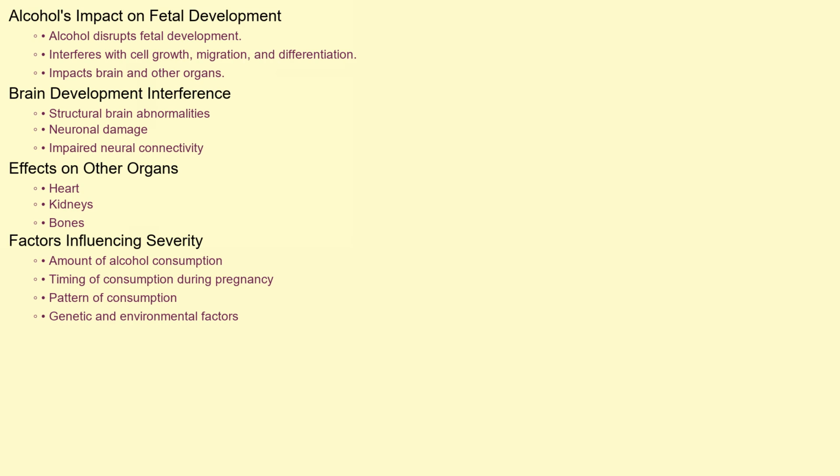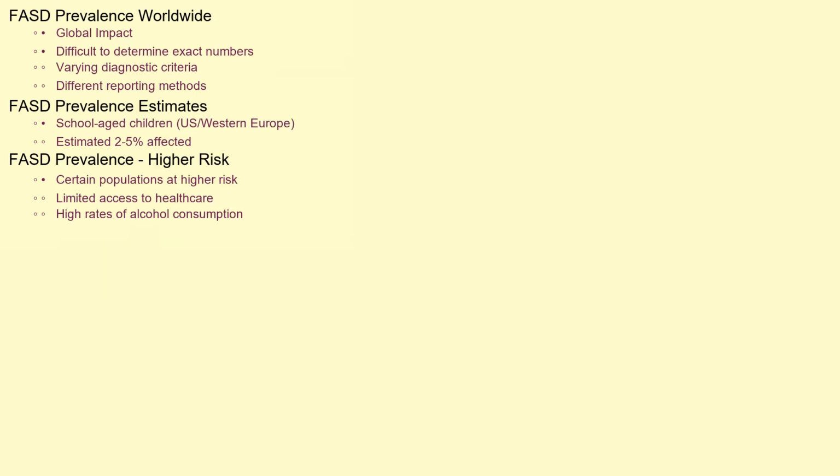Alcohol interferes with normal fetal development in several ways. It disrupts cell growth, migration, and differentiation in the brain and other organs. This interference can lead to structural brain abnormalities, neuronal damage, and impaired neural connectivity. Alcohol exposure also impacts the development of the heart, kidneys, and bones. The severity and specific effects depend on the amount, timing, and pattern of alcohol consumption during pregnancy, as well as genetic and environmental factors.